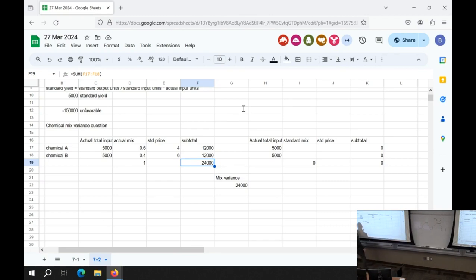We have our standard price. We at least have a standard price in here. So this isn't necessarily the actual cost of our chemical A and chemical B that we used, but this is what we paid insofar as our actual mix is concerned.